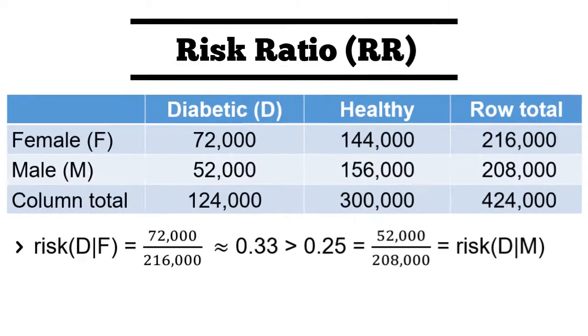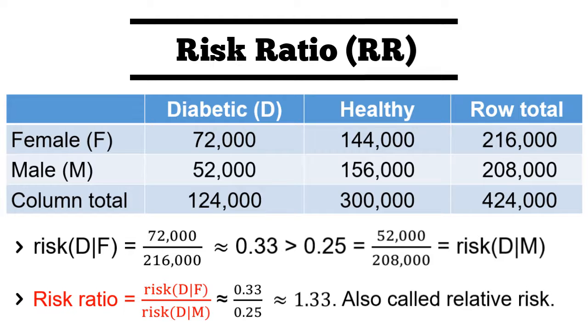population rate. According to the table, the risk of diabetes among females is about 0.33, while it is 0.25 for males. So females have a higher risk than males, and this fact can be summarized by a risk ratio. The risk ratio of diabetes between females and males is 0.33 over 0.25, and that equals 1.33. This quantity is also called a relative risk.